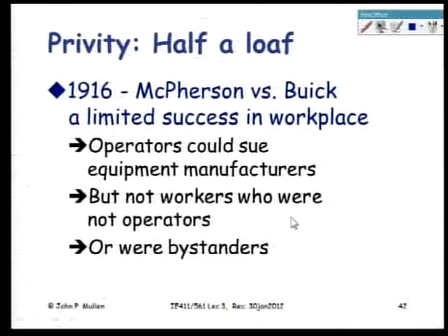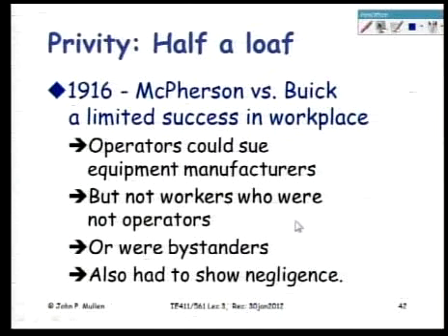And if somebody was just a bystander, that wouldn't work either. And they also had to show some negligence on the part of the manufacturer. And there was negligence in the McPherson case because the wood was so rotten that all you had to do was look at the wheel and you would have known that's going to be a problem.